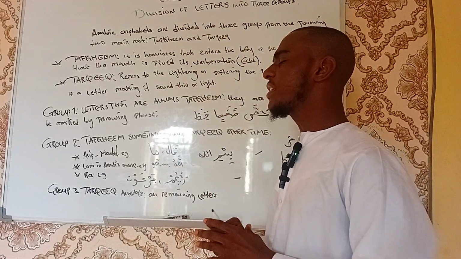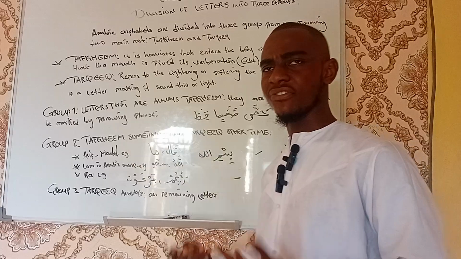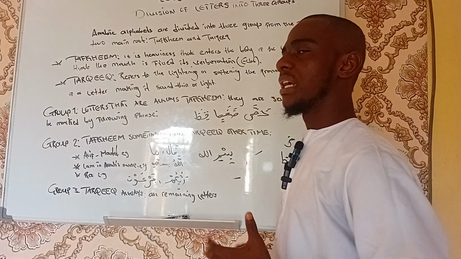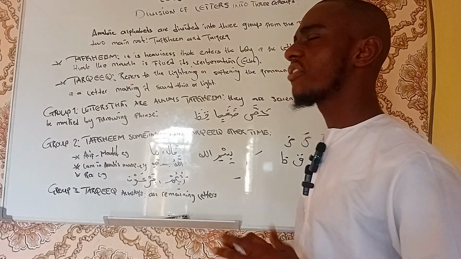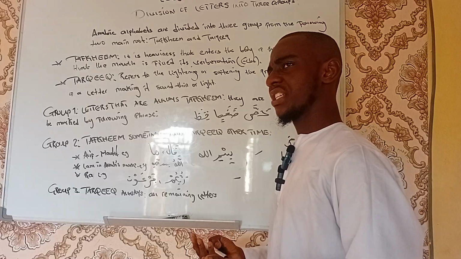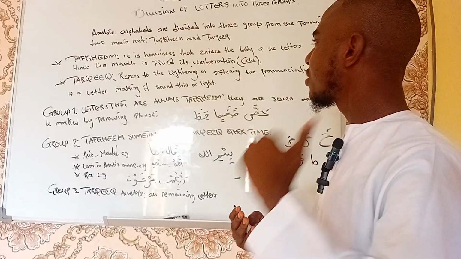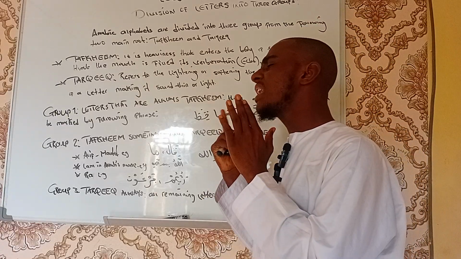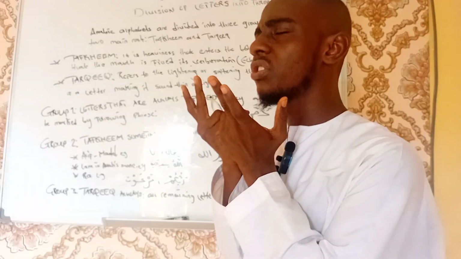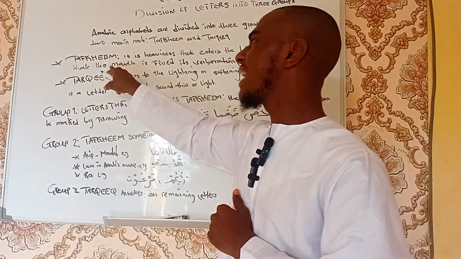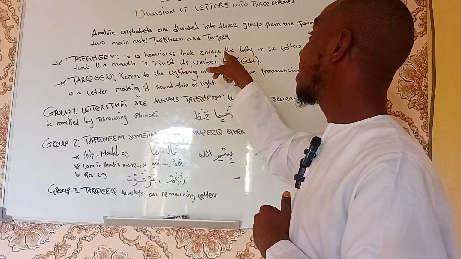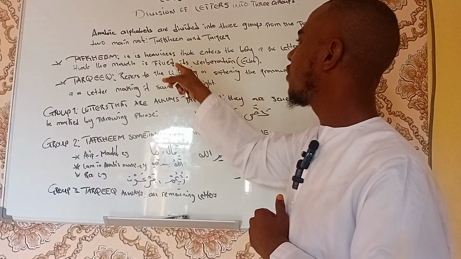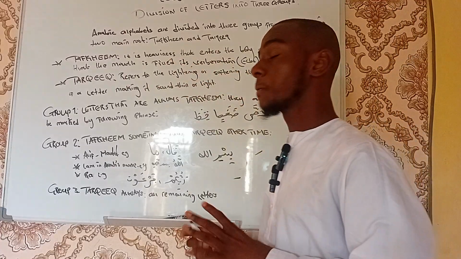But before we explain the groups, let me first explain what they mean by Tafkheem and what they mean by Tarqeeq. After looking at Tafkheem and Tarqeeq, we will explain the groups. Tafkheem is the heaviness that enters the body of a particular letter, which causes the pronunciation of the letter to have a sound of vibration or echo. They say it is the heaviness that enters the body of the letters so that the mouth is filled with its vibration or echo. So this we understand.